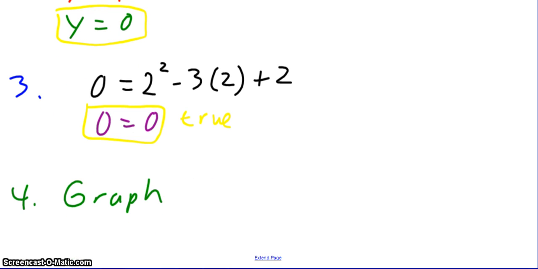Then the fourth method would be graphing. Graphing is a little bit more difficult, only in the fact that it's more work. You could use your calculator, you can try graphing by hand, but it's not always going to be as obvious when you're using a graphing technique some of the times. In this case it's pretty obvious because it's also going to be an x-intercept.